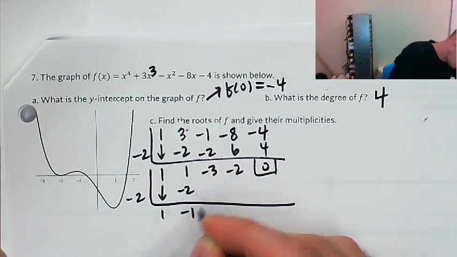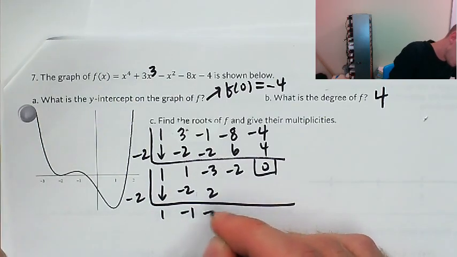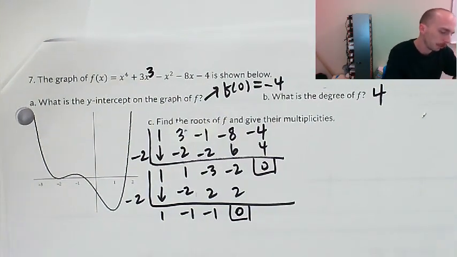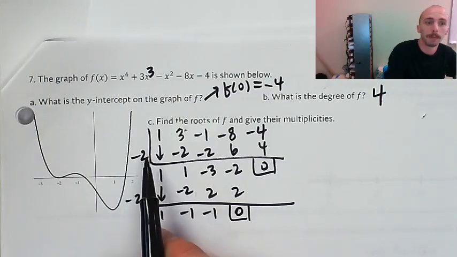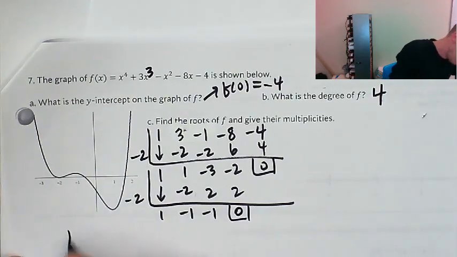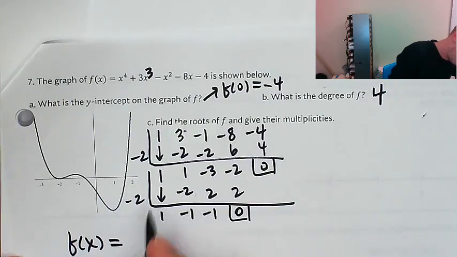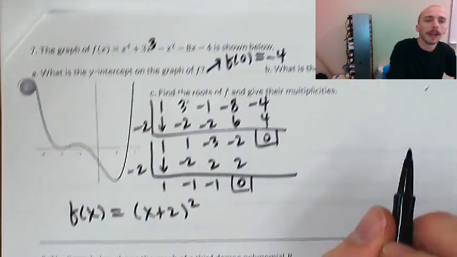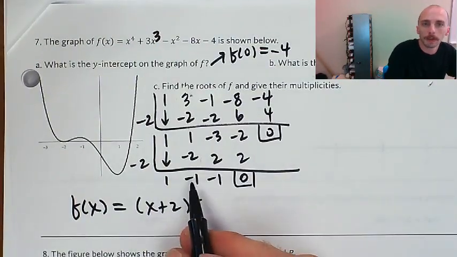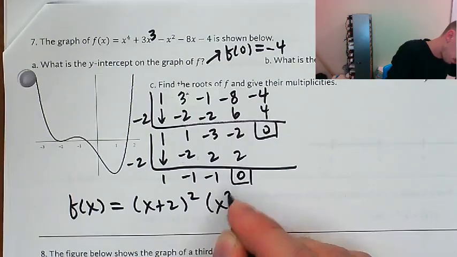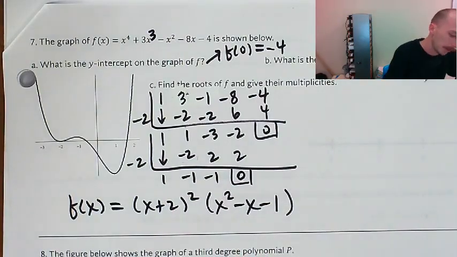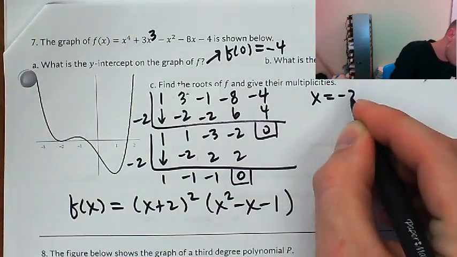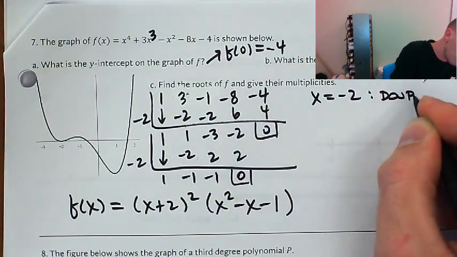1, negative 2, negative 1, positive 2, negative 1, positive 2, 0. All right. So what that means is that since I've divided by x plus 2 twice, I could say f of x, if I factored out x plus 2 twice. That's basically what I did when I did that division. And I'm left with an x squared minus 1x minus 1. Okay. And so find the roots of f and give their multiplicities. X equals negative 2 is a double root.